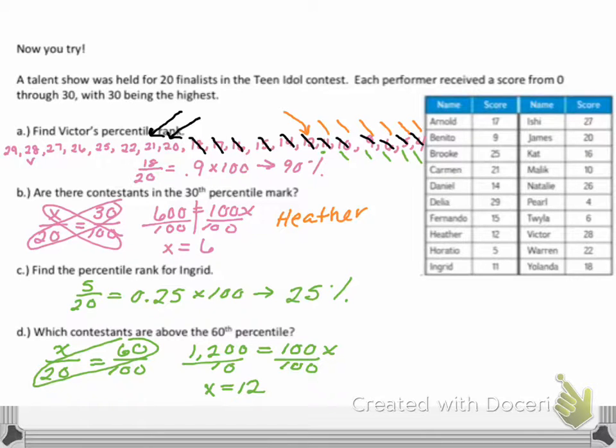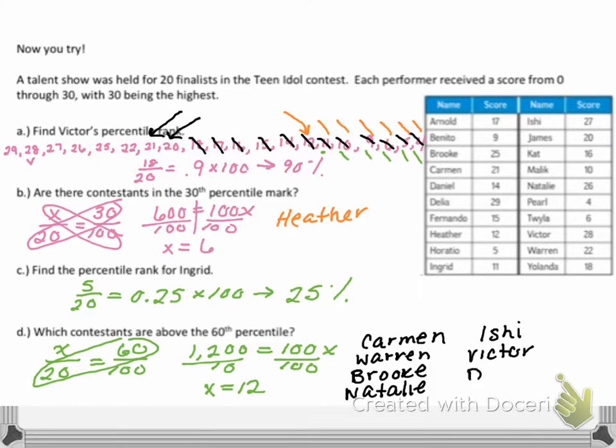21, I believe, if I remember, let's see, is that Carmen? That is Carmen. So I would say Carmen is above the 60th percentile, along with Warren, Brooke, because they all scored 21 or above. Let's see, Natalie. I don't know how you pronounce that. Ishi? Victor. And Delia. And that's it.